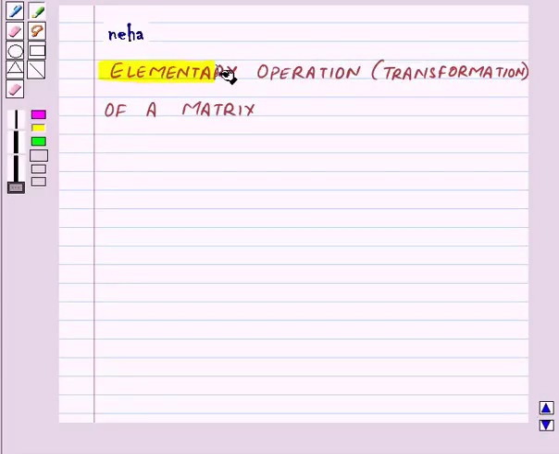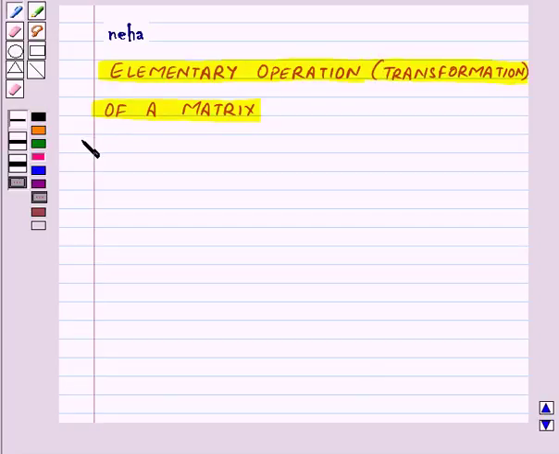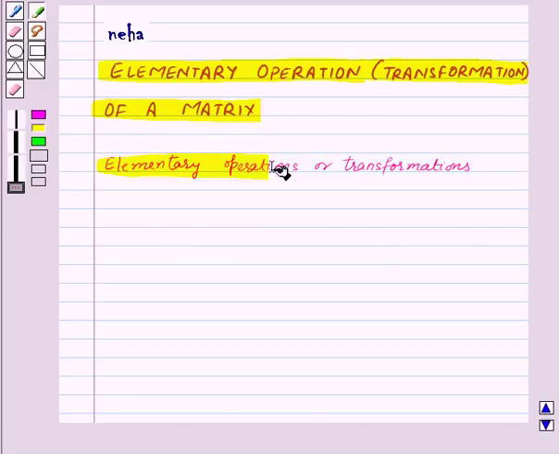Today we will learn about elementary operation or transformation of a matrix. There are 6 operations or transformations on a matrix, in which 3 are due to rows and 3 are due to columns, and these are known as elementary operations or transformations.